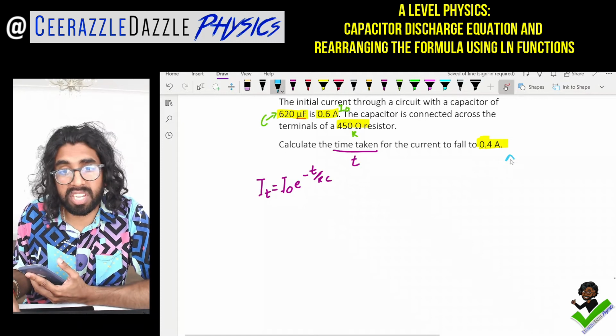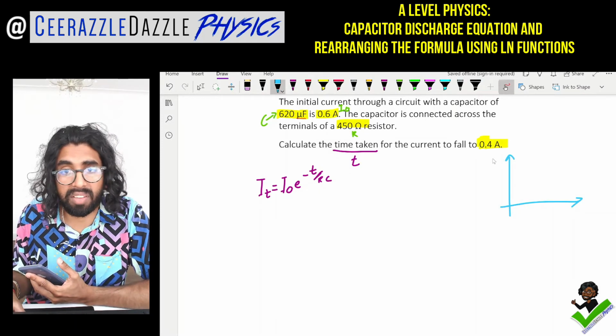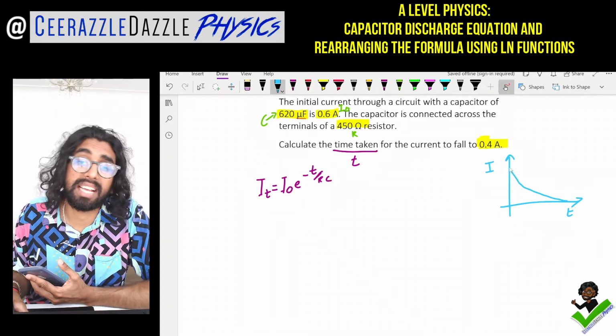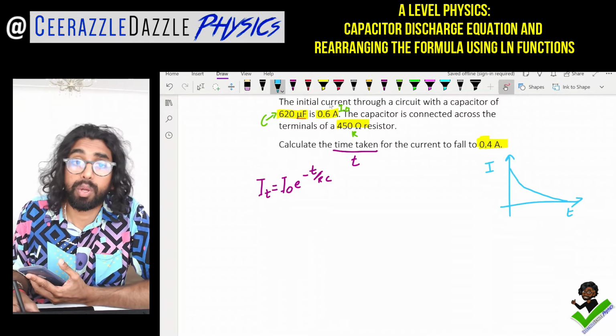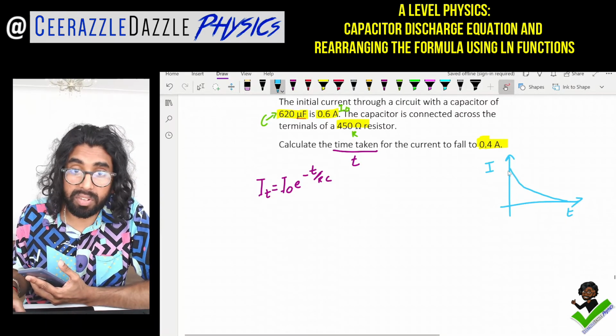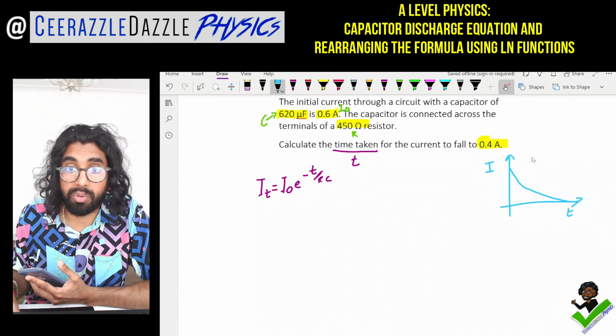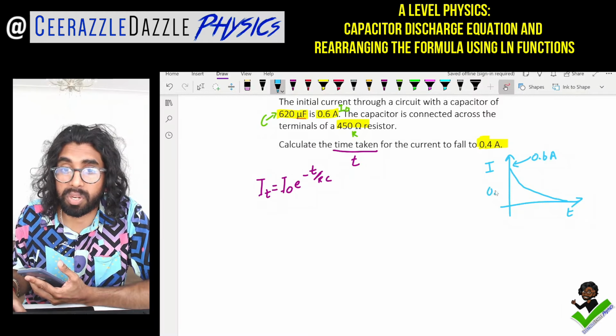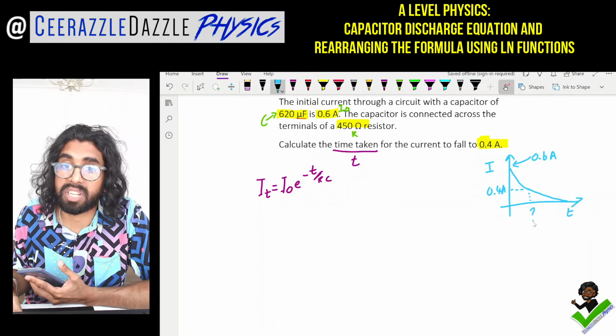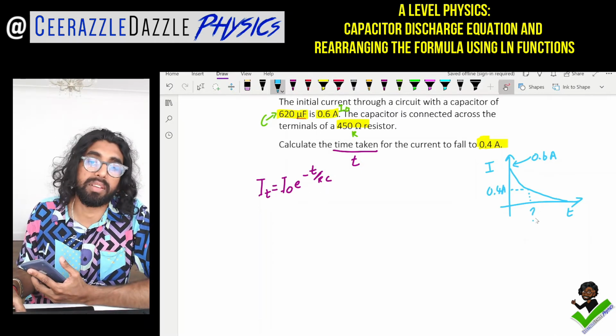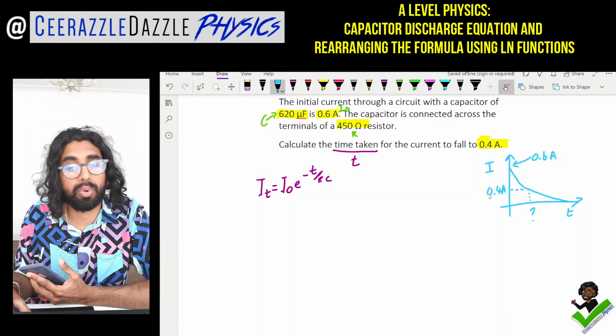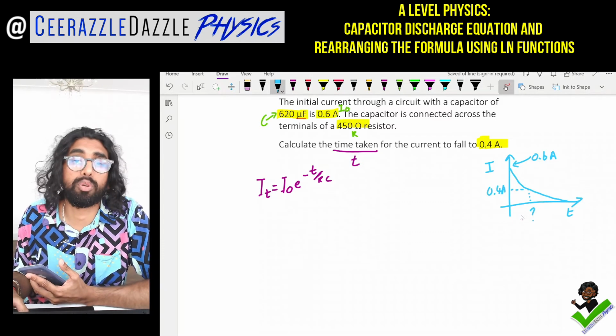You might want to sketch a diagram very quickly, with current against time. And as you can see, it's dropping down. We know that the current initially is going to be 0.6, so this value over here is 0.6 amps. And we're trying to find when it drops to 0.4 amps. So when it's 0.4 amps, what is this value of the time over here? Because we know it's 0.6 at the start, and what is the time taken for it to fall to 0.4 amps.